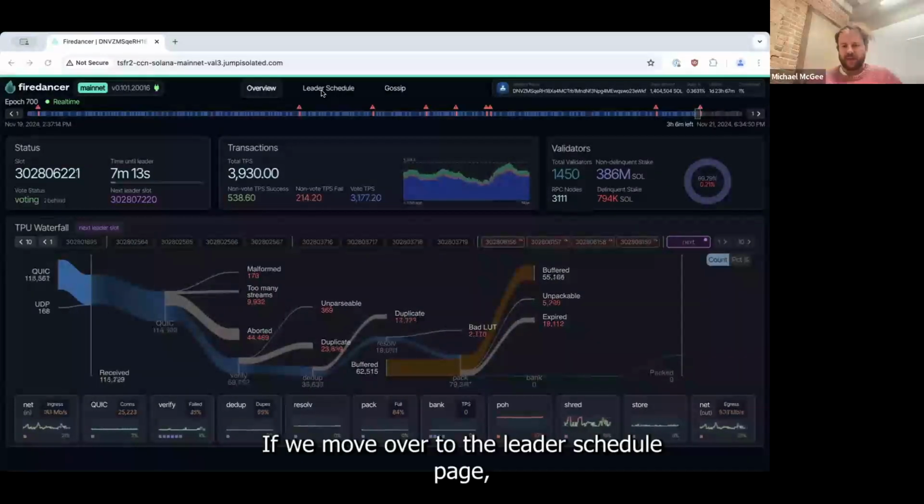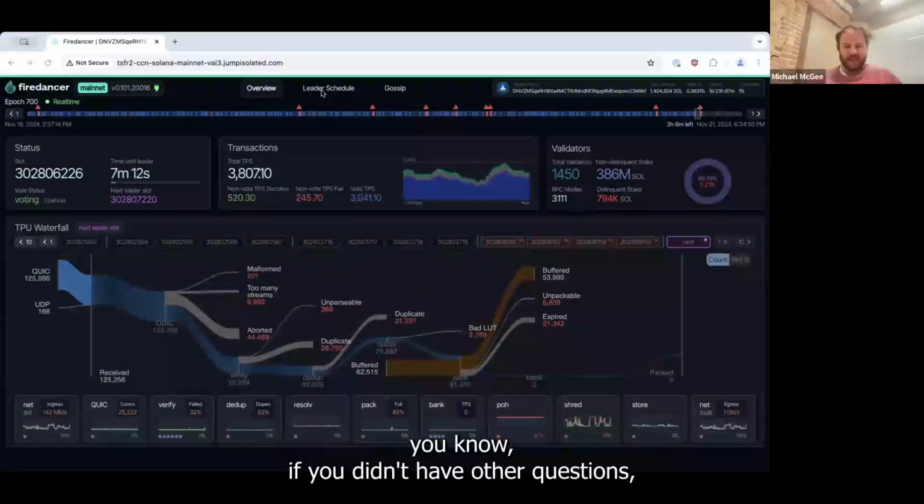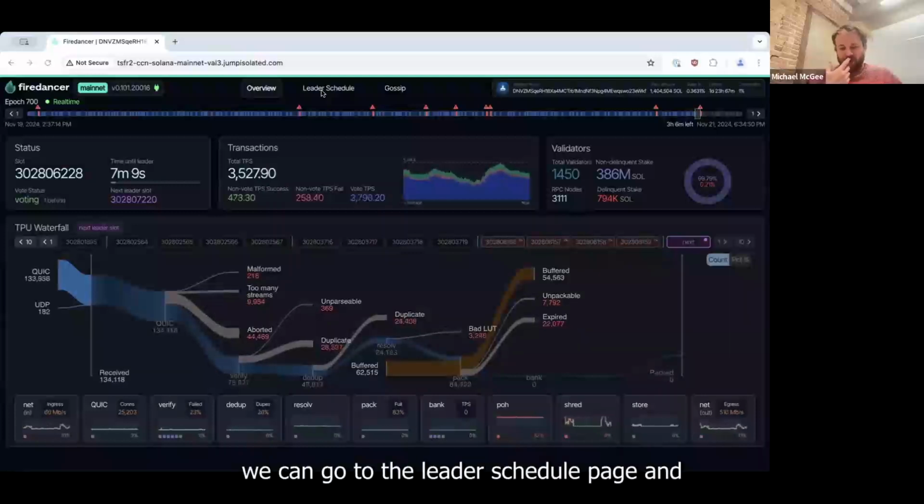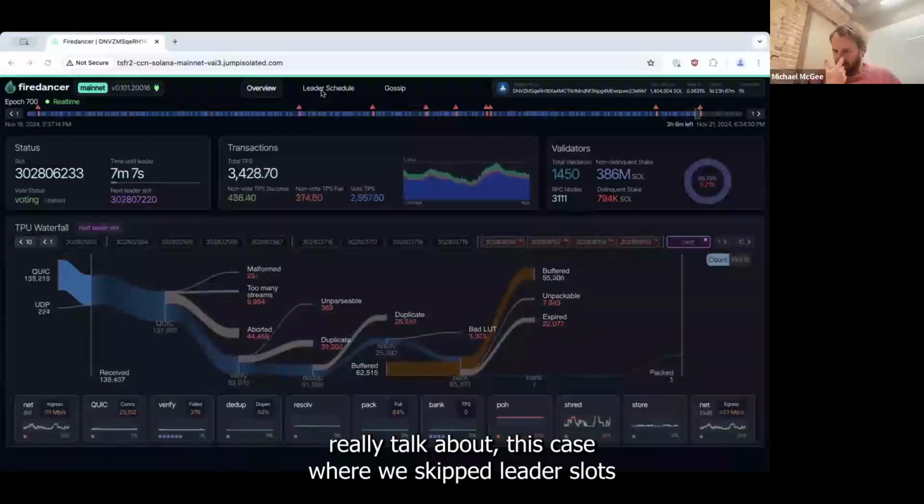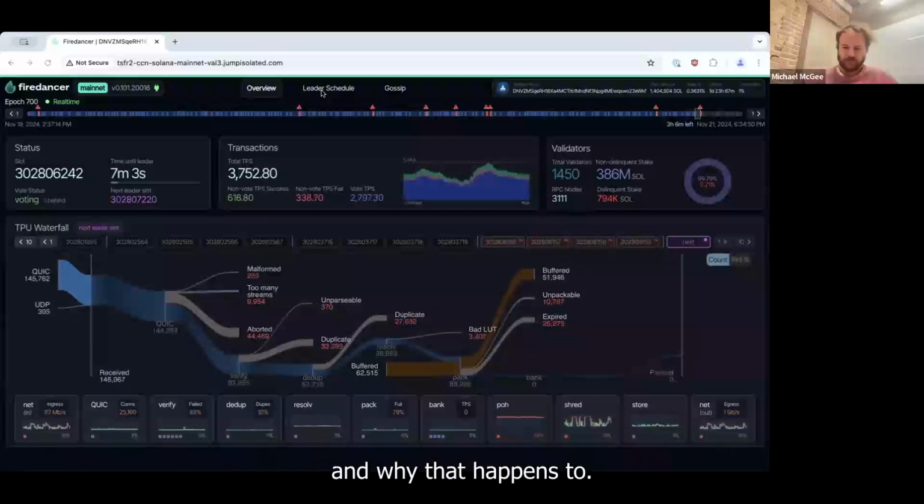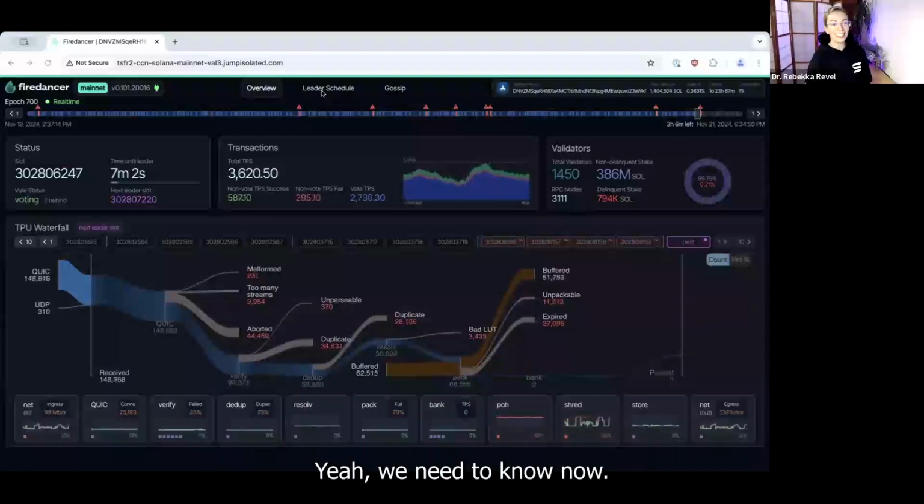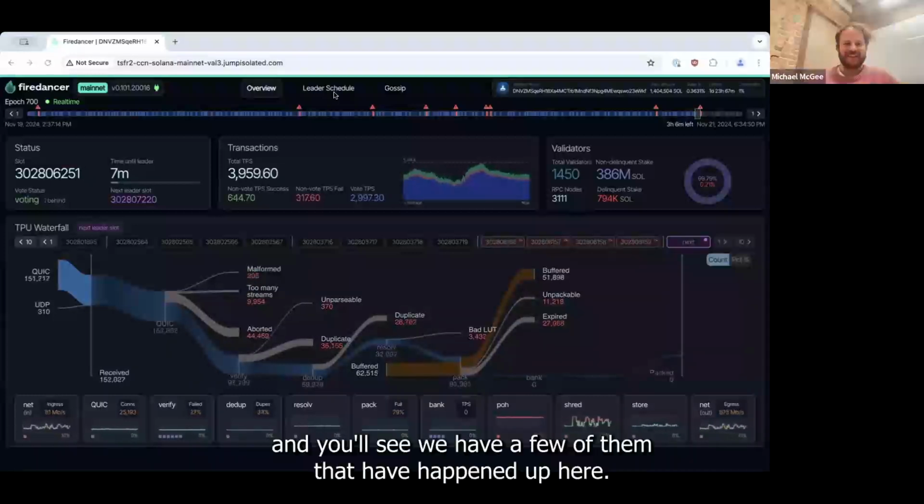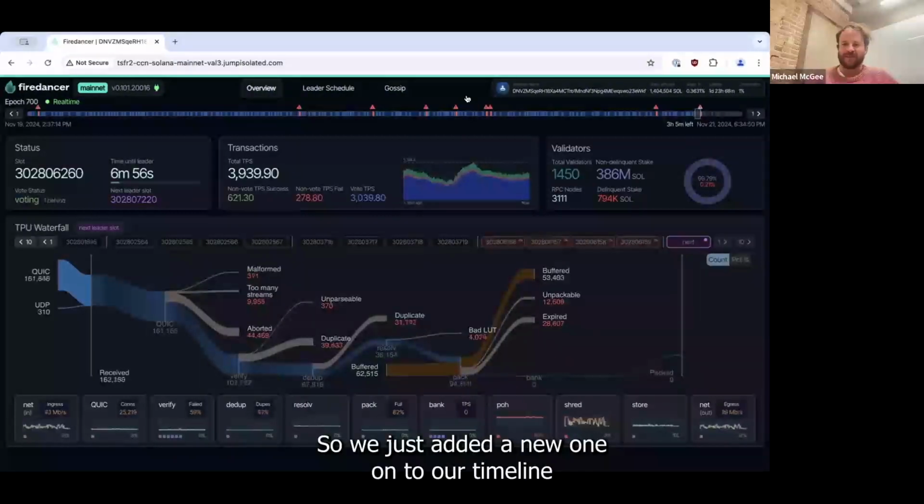If we move over to the leader schedule page, if you didn't have other questions, we can go through the leader schedule page and really talk about this case where we skip leader slots and why that happens too. Yeah, we need to know now. Right, and you'll see we have a few of them that have happened up here, so we just added a new one onto our timeline.